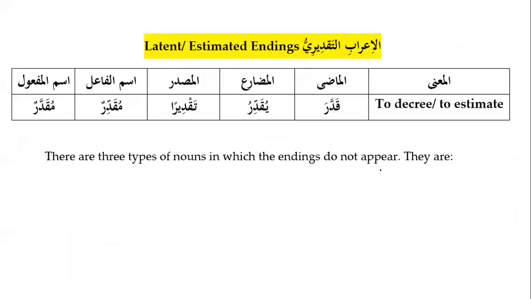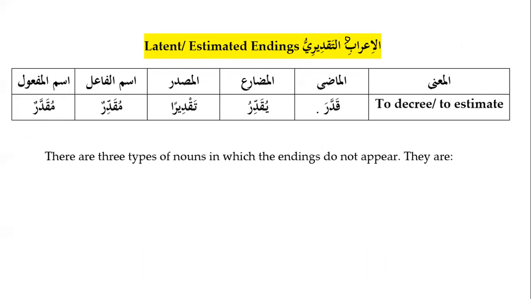All right. Then we have estimated endings, or we call them latent or hidden endings. What kind of endings? Hidden or estimated endings. Okay. This is called al-irabu al-taqdiriyu. Should be the name over here. Al-irabu al-taqdiriyu. What's the meaning of taqdir?